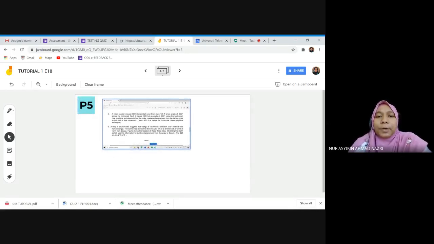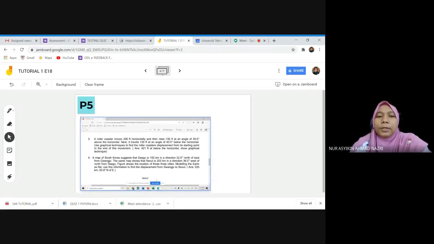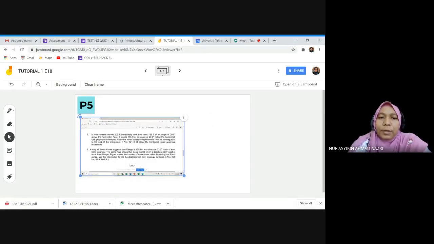Okay, question number 5. Tak ada gambar kan? Dia bagi statement saja. Again, you need to remember that saya cakap bila dia kata macam ni, dia cakap roller coaster move. So it's about motion. So tak ada masalah, cuma dia kata show graphical technique.